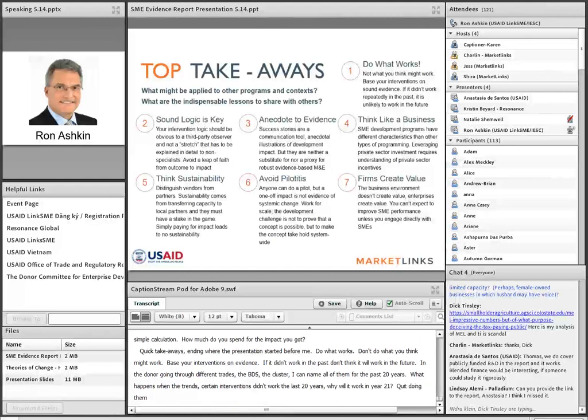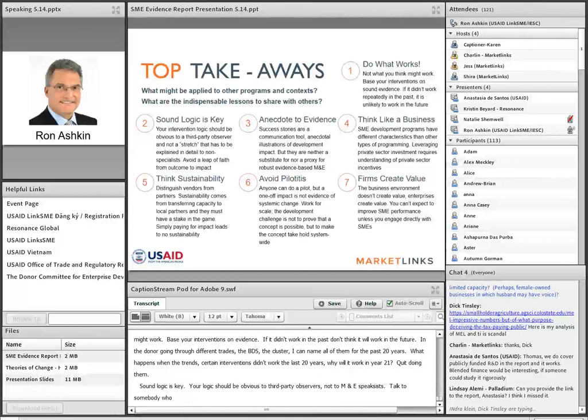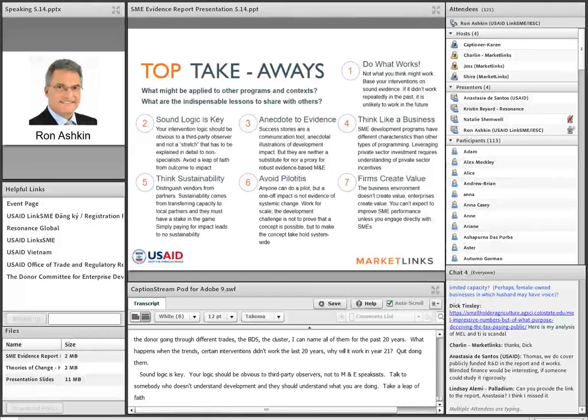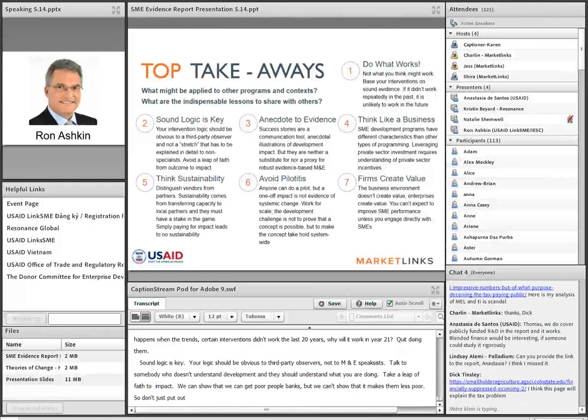Second, sound logic is key. Your logic should be obvious to a third-party observer, not to an M&E specialist. You should be able to talk to someone that doesn't really understand development and explain what you're doing, and they should understand. And avoid that leap of faith when you get from outcome to impact. For example, financial sector deepening leads to poverty reduction. That's my favorite leap of faith. We can show that we can get poor people banked, but we can't show that that actually makes them less poor. So don't just put that on your results chain and expect it to happen.